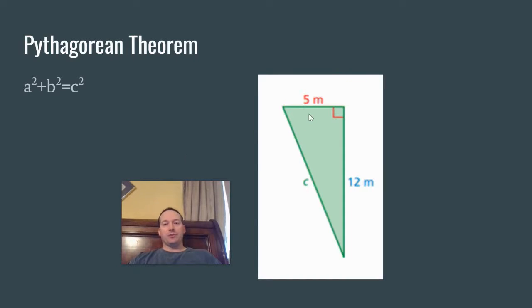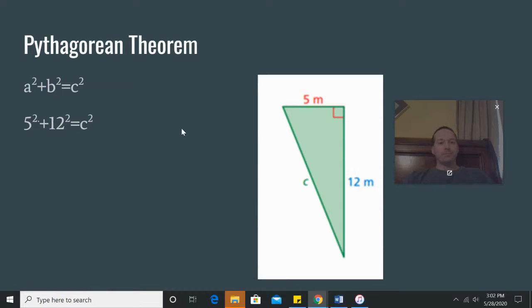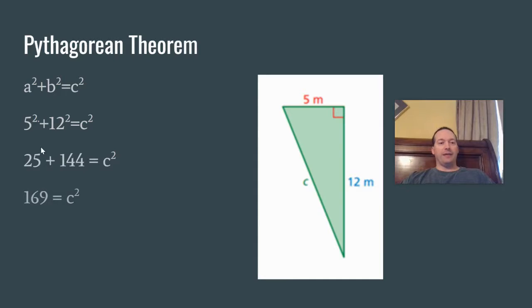Now we're actually going to do it. So we're going to use the formula a squared plus b squared equals c squared. So we look, okay, these 2 sides form the right angle, therefore they are the legs. So it's going to be this side squared plus that side squared, and that's going to equal that side squared. So 5 squared plus 12 squared is going to be c squared. So 5 squared is 25. 12 squared is 144. 25 plus 144 is 169.